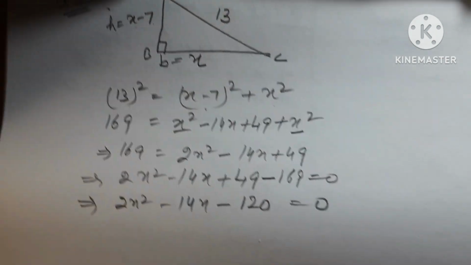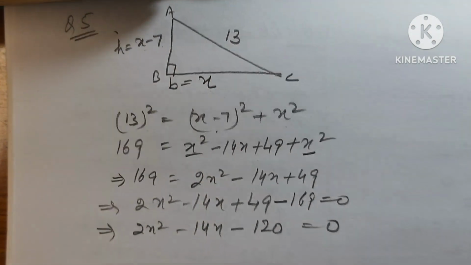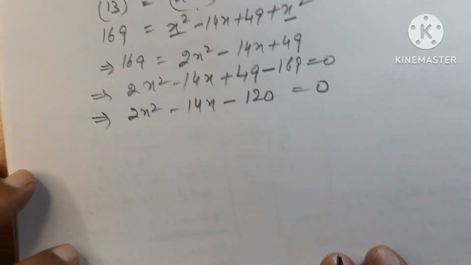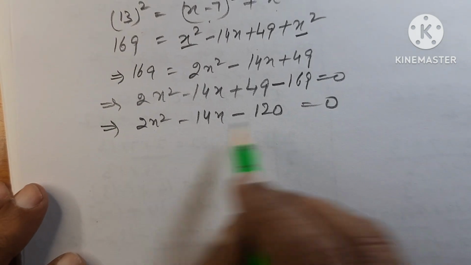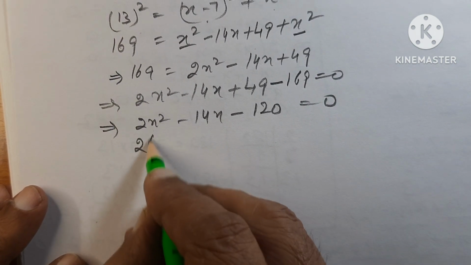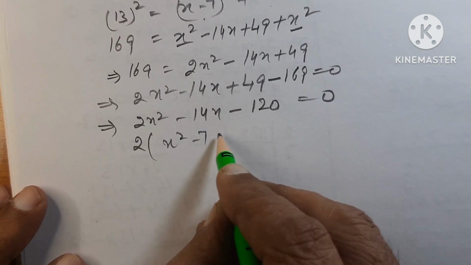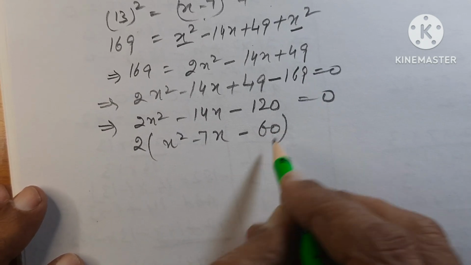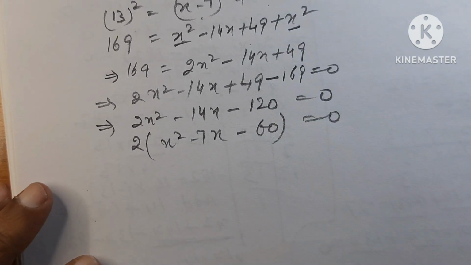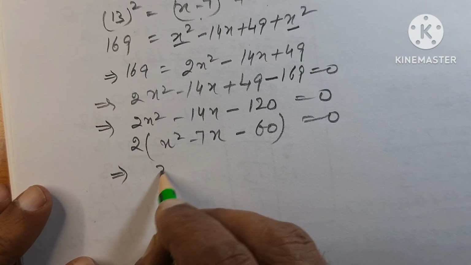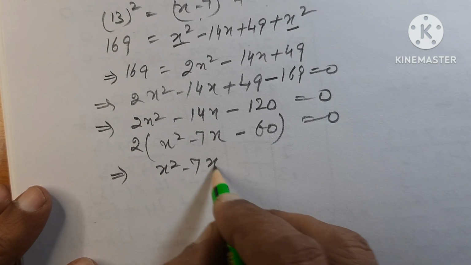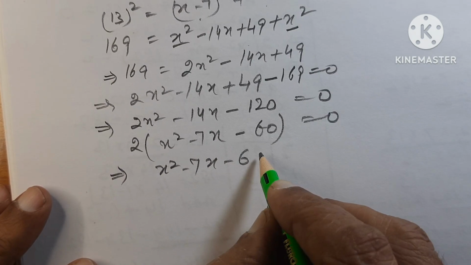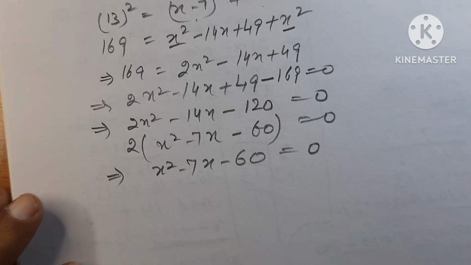So again 2 is common. I will take out 2 outside. x square minus 7x minus 60 is equal to 0. That means x square minus 7x minus 60 is equal to 0.